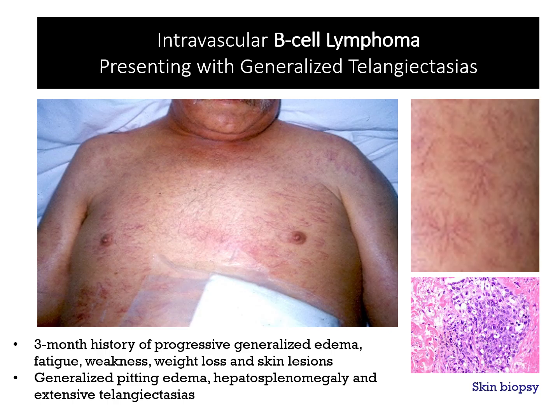So we did a skin biopsy, and there was no diagnosis yet on this patient. So we did a skin biopsy from those dilated vessels. And what we found were malignant B cells, B lymphocytes that were invading those blood vessels and that led to those telangiectasias. So this was an intravascular B cell lymphoma with this very weird and unique presentation.